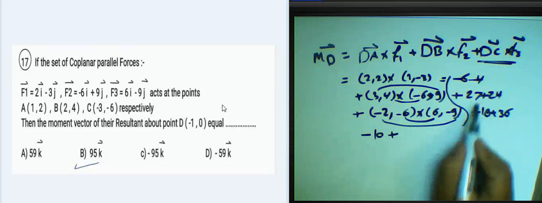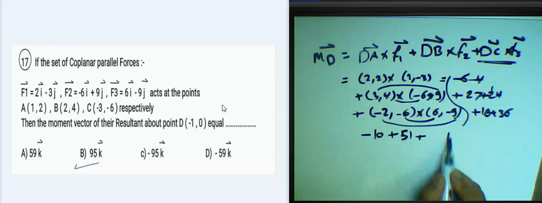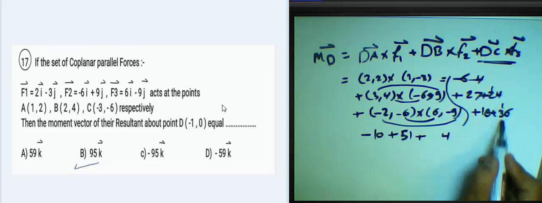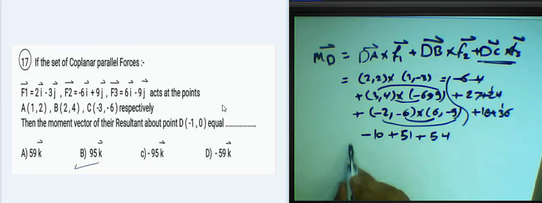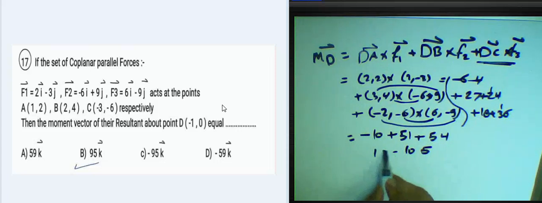Here, 4 plus 7, 11. 3 plus 2 equals 5. 6 plus 8 equals 14. 4 plus 1 equals 5. It will be 10 by 10. It will be 95 in direction K.